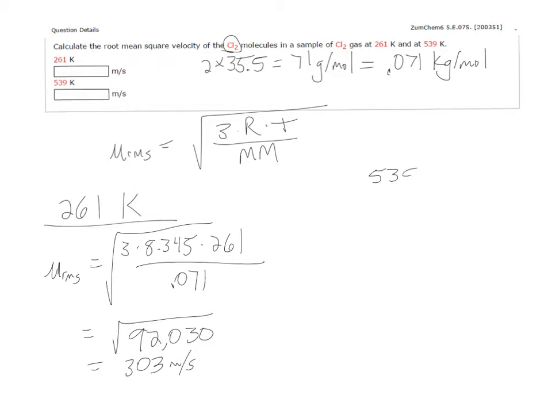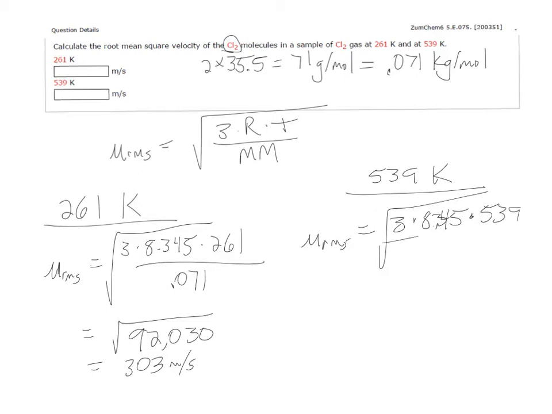Now let's do the same thing for 539 degrees Kelvin. We'll apply the same formula. 3 times 8.345 times, this time 539 degrees Kelvin, all over 0.071, and we get the square root of kind of a big number, 190,054, and we get 435 meters per second.